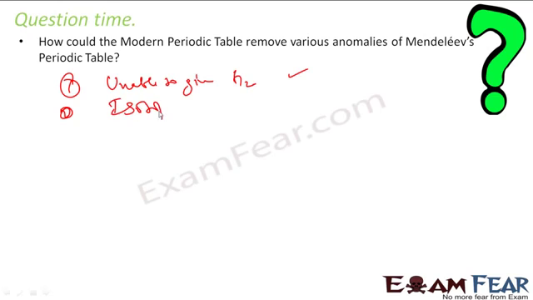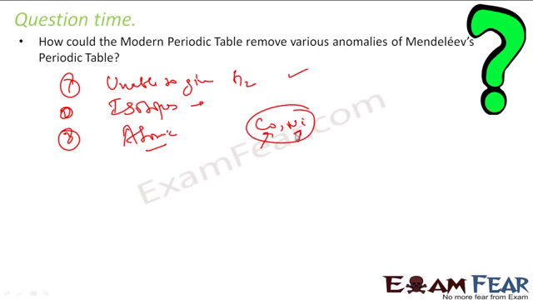Then isotopes were confusing in Mendeleev's table. There was no space for isotopes. This doubt was cleared again by the modern periodic table, right? And atomic number was given preference over atomic mass, and with this the cobalt-nickel issue, where the elements were arranged not based on increasing atomic mass but based on increasing atomic number, was resolved. Using atomic number as the base, these issues were resolved.